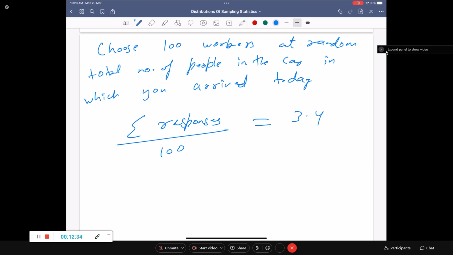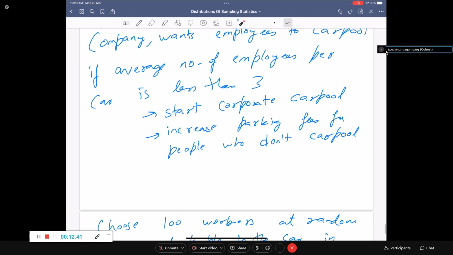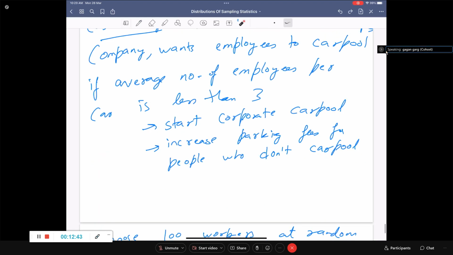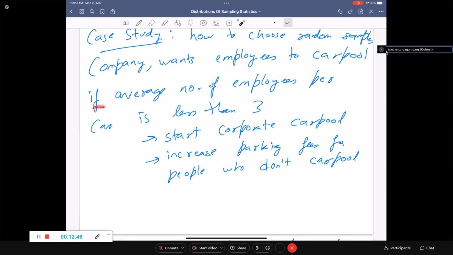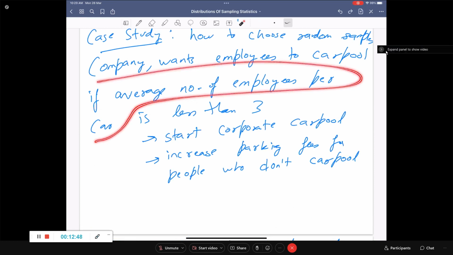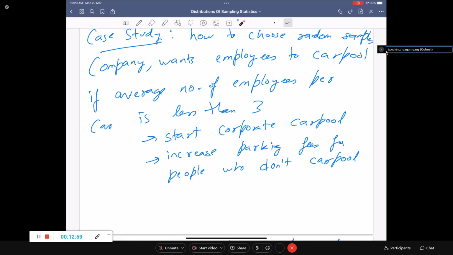The question is, is this number 3.4 the answer to what we are looking for? What is the answer that we are looking for? Average number of employees per car. This is what we want to find out. Is it equal to 3.4? I am claiming it is not 3.4. Why? Because it is given that it is less than 3. Where is it given it's less than 3?